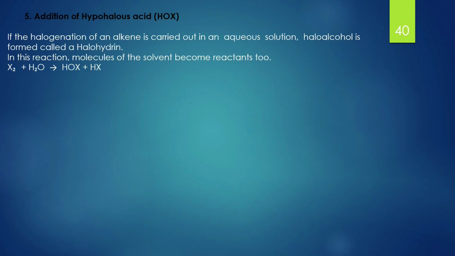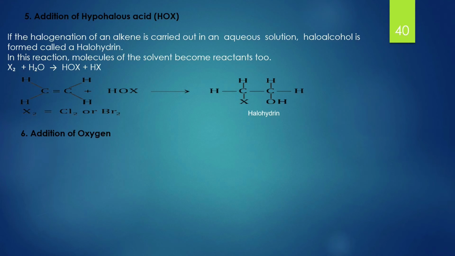If the halogenation of an alkene is carried out in an aqueous solution, haloalcohol is formed called halohydrin. In this reaction, the molecule of the solvent becomes a reactant too, as shown in the equation. Second reaction after this is addition of oxygen.